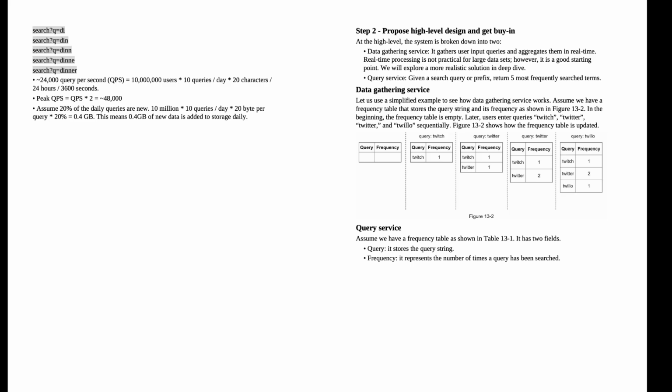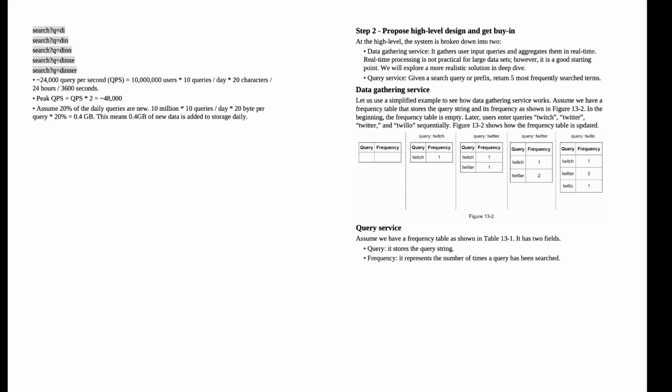What we usually see in other questions is that there is a separate write flow and a separate read flow. Here both things are happening at the same time. So assume we have a frequency table that stores the query string and its frequency. They are maintaining a table where your search query is there and the frequency for it.